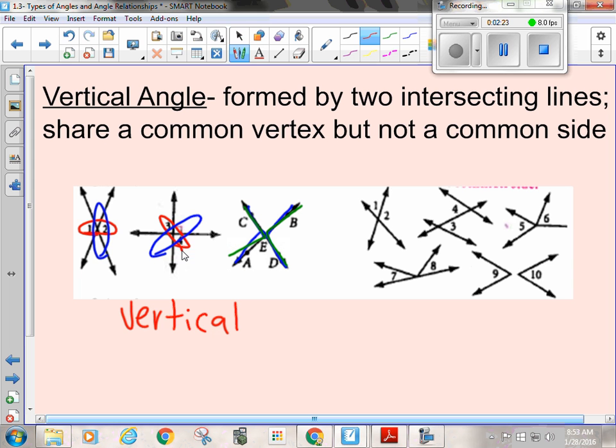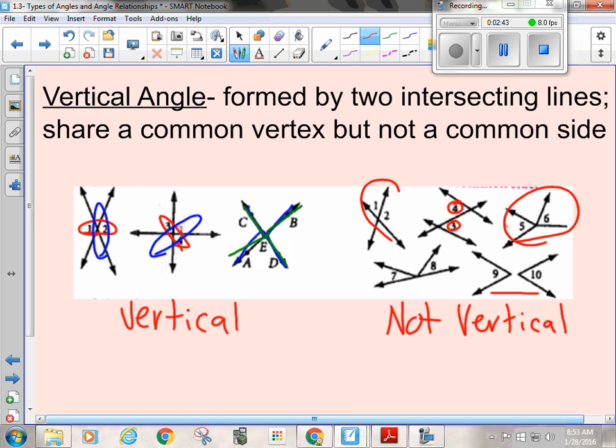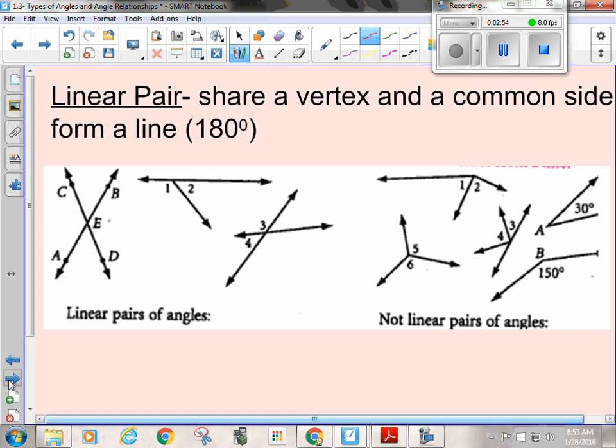Not vertical are here on the right side. So ones that don't share a vertex, these ones don't share a common point, or I mean a common side. These two angles here don't share a vertex, even though they share a common side. Here they do share a vertex, but they are next to each other, and we're actually going to talk about that on the next slide, which is a linear pair.